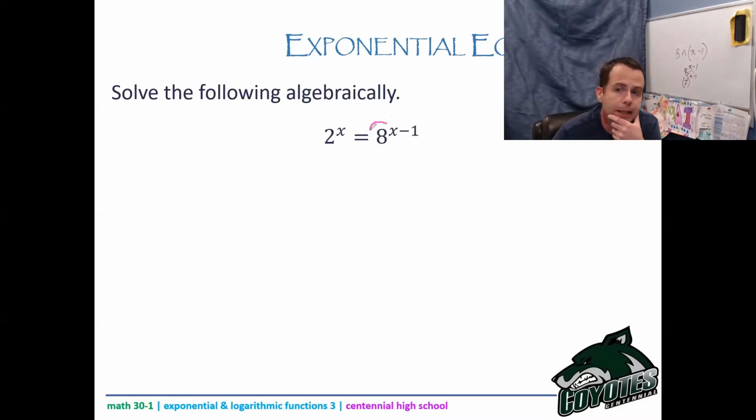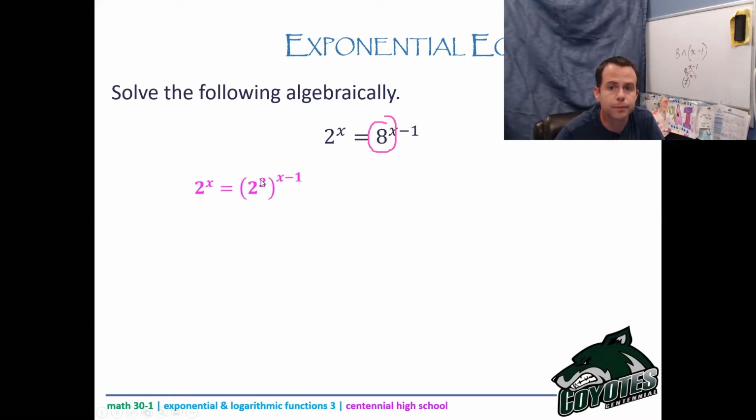So I'm taking a look at this 8, and I'm asking myself, is there a way to write 8 as 2 to the something? Can I write it as a power with a base of 2, just like the power with a base of 2 that I see on the left side of the equation? And the answer to that is, of course, yes, 8 is 2 to the 3. So I'm going to replace my 8 with 2 to the 3. Everything else stayed the same, but where I saw 8, I replaced it with 2 to the 3.